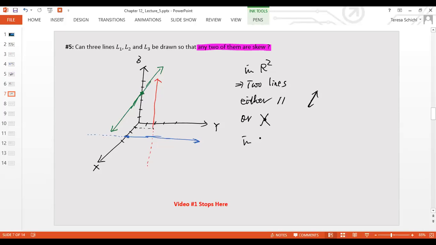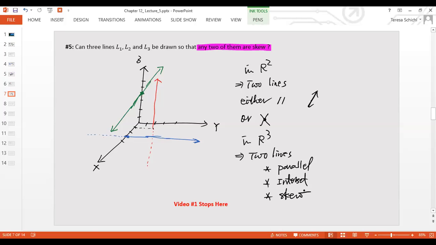But in R3, we have one more situation. For any two lines in R3, we can have three situations: they are either parallel, or they intersect, or they are skew. So make sure you understand the differences here.